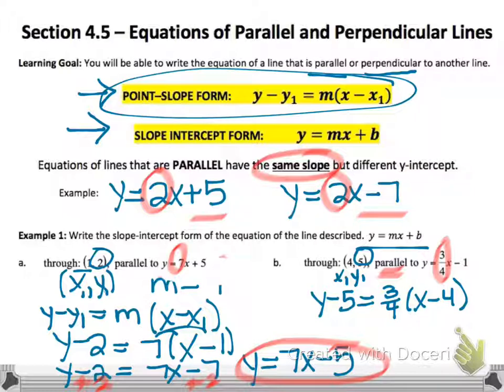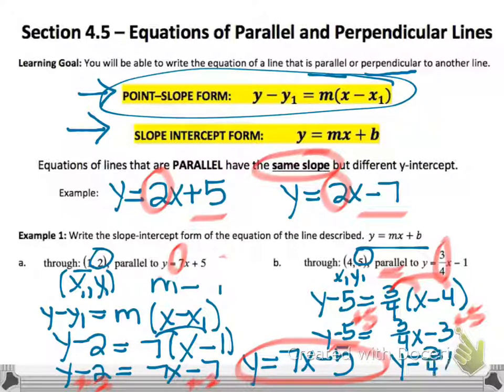Okay? But to get it in the form I need, I distribute the 3/4 through, which makes 3/4 x. And then 3/4 times minus 4 is minus 3. Last thing I'm going to do is add 5 to both sides. So I'm going to just add the 5 here and add the 5 over here. So that makes y equals 3/4 x plus 2, because minus 3 plus 5 is plus 2.